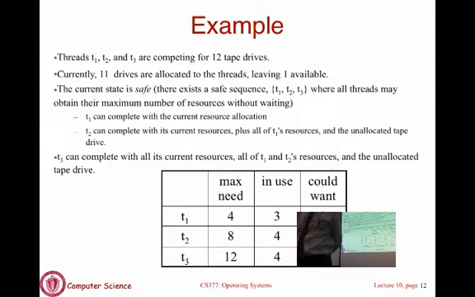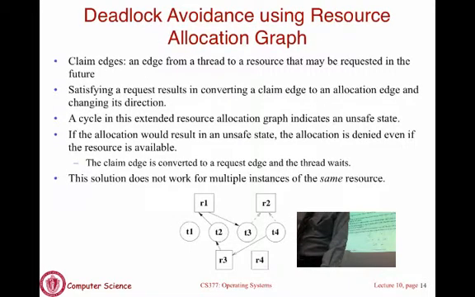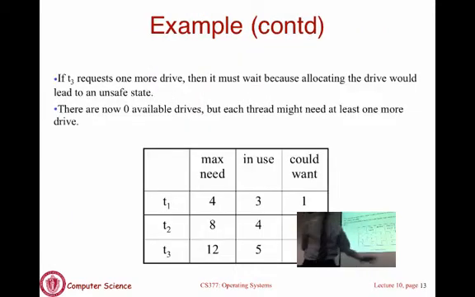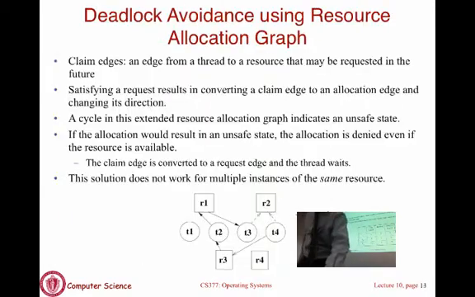Okay, is that clear? Right. So that is safe and unsafe state. You could do the same thing. So this computation that I just showed you, you could simply do this analysis using a request allocation graph.